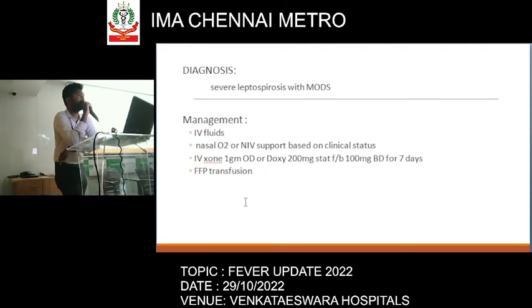Then since the patient is in ARDS, nasal O2, and if it's not sufficient, the patient may need NIV support also, based on the clinical status. The drug of choice for severe leptospirosis is ceftriaxone 1 gram OD, or doxy 200 mg stat followed by 100 mg BD can be given for 7 days. Since the patient has a bleeding disorder and his INR is on the higher end, he may need FFP transfusion also in this scenario.